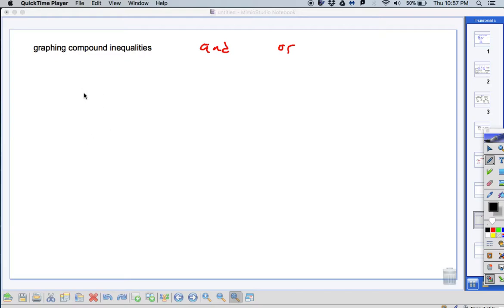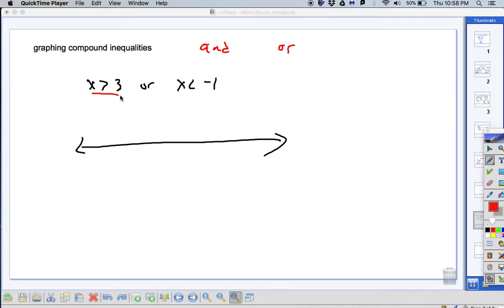So let's say we want to graph this one. We have x is greater than 3 or x is less than -1. Firstly, we get a number line, and then we're going to graph both of them separately. First, we're going to graph this one here in red, and we're going to do it above the number line just so that we can put our answer on the number line itself.